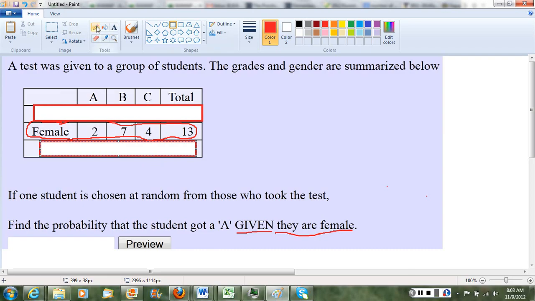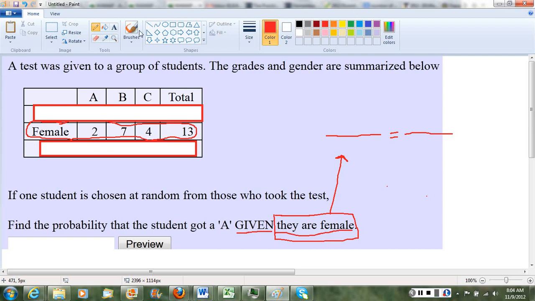Now when we set up a probability, we can think of it as a fraction. We have to think about what our numerator and denominator is going to be, so let me set up some fractions for us here. When we're doing a given probability, the event that we're conditioning on is going to go in the denominator of our fraction. If our table gives us decimals, we could use that. If our table gives us whole numbers, we could also use that.